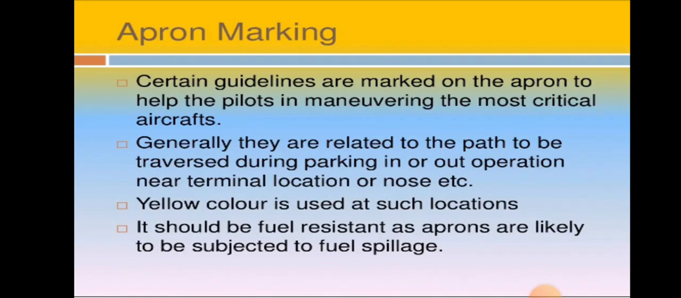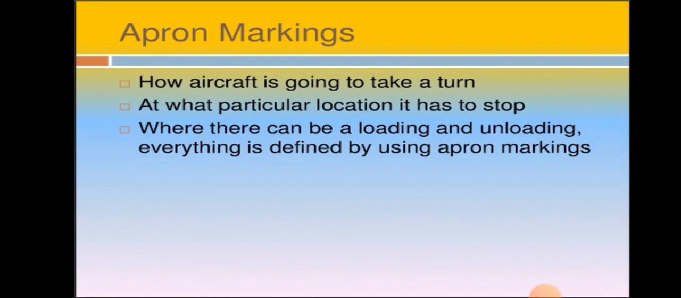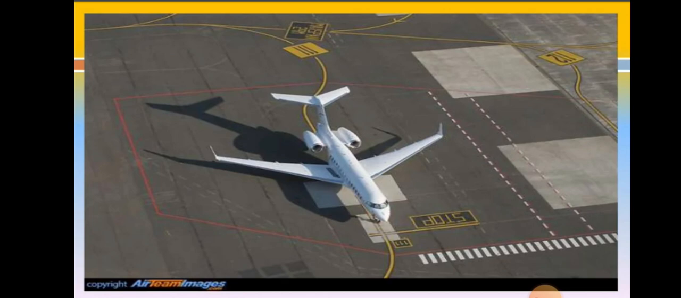Apron marking. Certain guidelines are marked on the apron to help the pilots in maneuvering the most critical aircrafts. Generally, they are related to the path to be traversed during parking in or out operation near terminal location or nose, etc. Yellow color is used at such locations. It should be fuel resistant as the aprons are likely to be subjected to fuel spillage. How an aircraft is going to take a turn at a particular location, where it has to stop, where it can be loading and unloading, everything is defined by the apron marking. The diagram shows the apron marking.